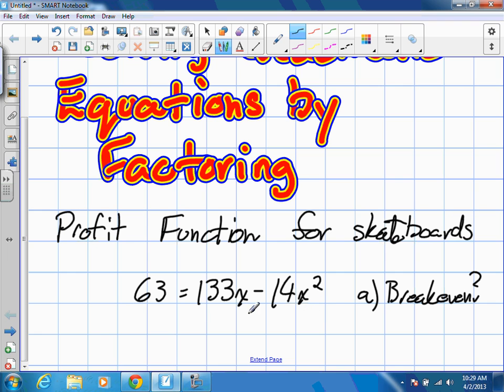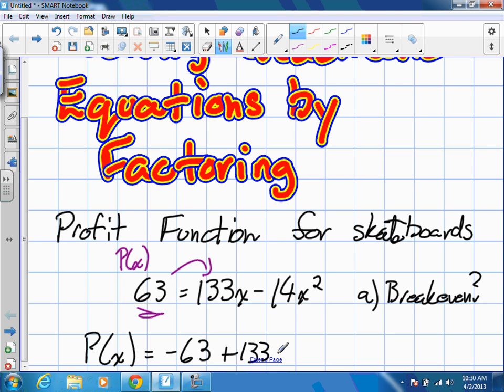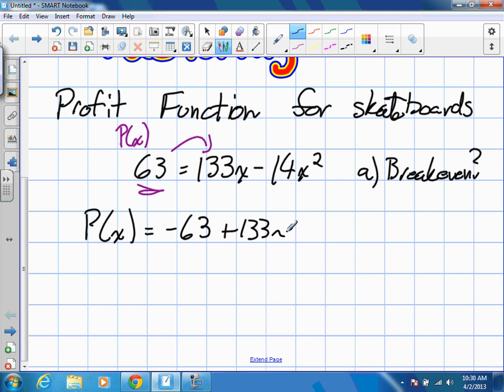Now, because this is the function they've given us, essentially what we want is one side of the profit function, and we'll say that we're going to call this side our p at x. We want it to be equal to 0. So we're going to move our 63 to the other side of the equation. So our profit function, p at x, is equal to negative 63 plus 133x minus 14x squared.